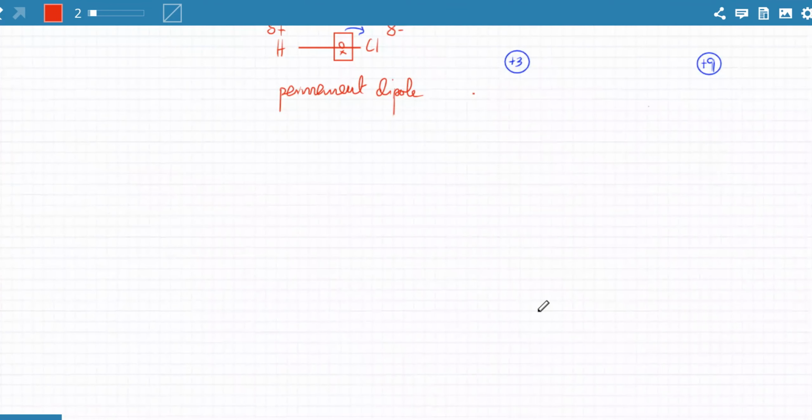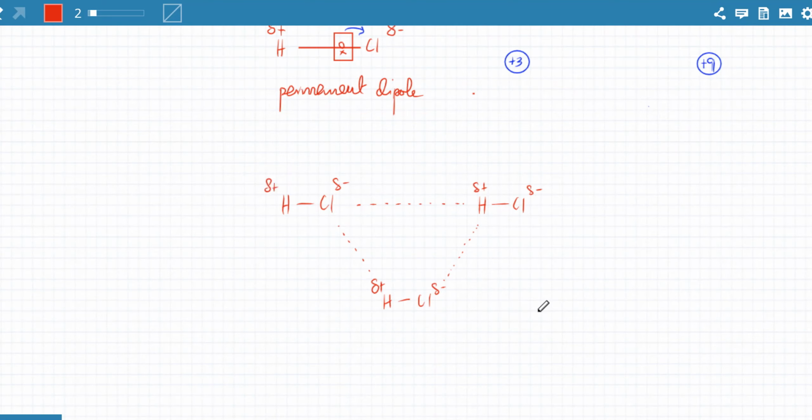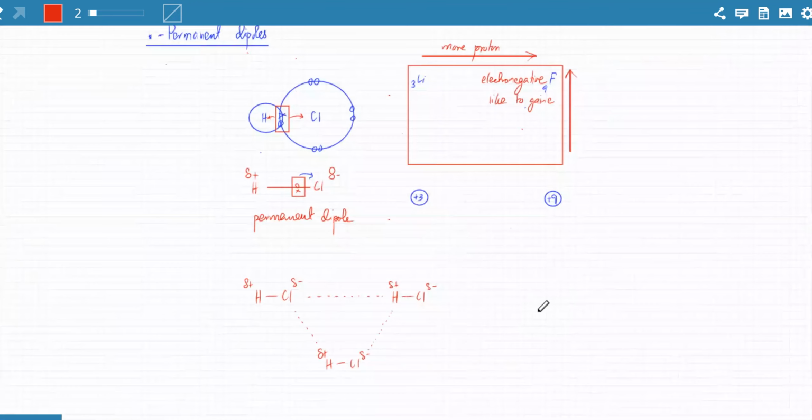Now the thing with permanent dipoles is that when you have a bunch of HCl molecules, these permanent dipoles are going to create an intermolecular force of attraction, because Cl is partial negative and H is partial positive. So they would attract each other. There's going to be a mutual attraction, which depends on the size of the dipole. If there's more difference in electronegativity, there's going to be a stronger dipole. So is this point clear?